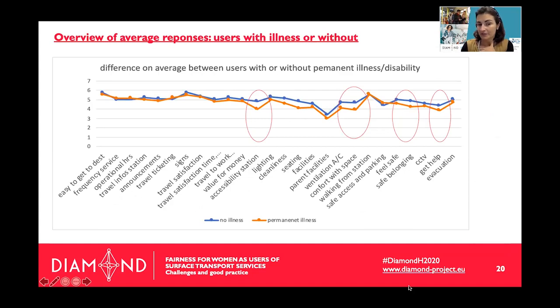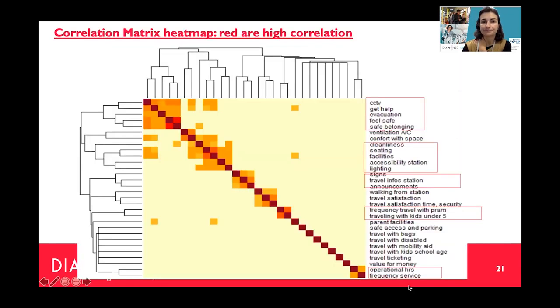And for people with illness or no illness, again, these are the categories that we spoke about, where the difference was reported and detected to be significant. So feeling safe and a sense of belonging, capacity for getting help in evacuation, comfort with space, and accessibility of the station are among the main ones.